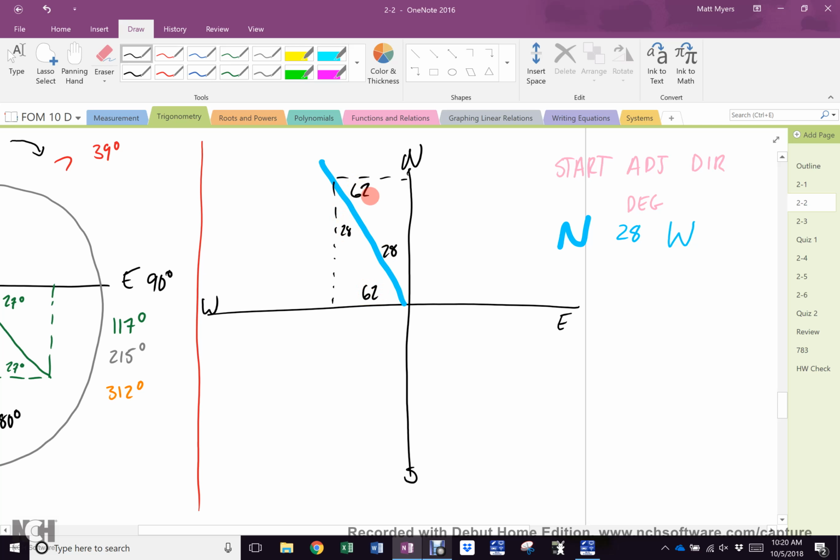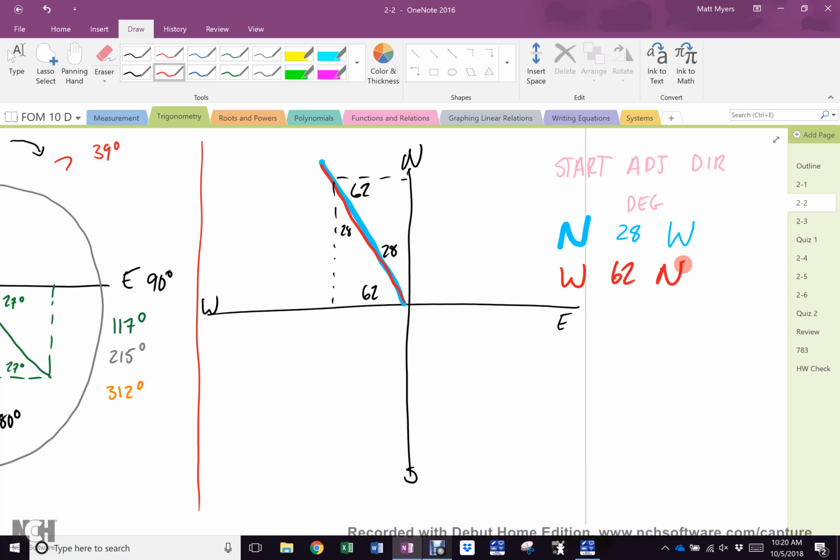Now, knowing what you know, I walked north 28 west. Joseph started walking west. But I want to walk with Joseph. If Joseph started west, how do you finish his direction so we walk the same path? West 62 north. Does everybody understand?